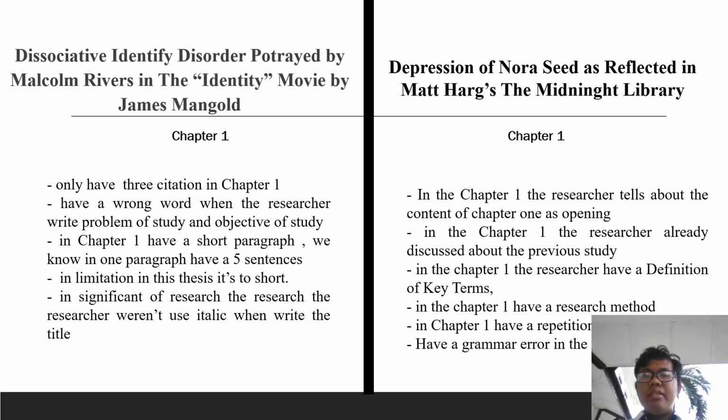Then the other thesis, in chapter one, the researcher tells about the content of chapter one as an opening. Then in chapter one, the researcher already discussed the previous study. Then the researcher has a definition of key terms in chapter one. Then chapter one has a research method, and then chapter one has a repetition of the discussion. The last one is that it has a grammar error in the title.